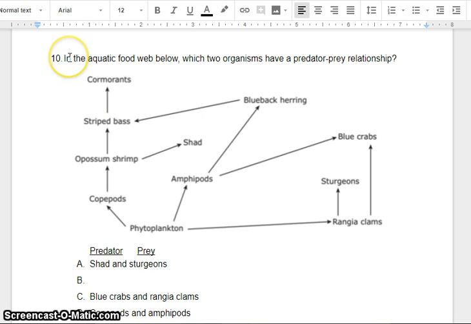Number 10. In the aquatic food web below, which two organisms have a predator-prey relationship? A. The shad is the predator of the sturgeon. B. The blue crabs are the predator of the Rangia clams. Or D. The copepods are the predator of the amphipods.